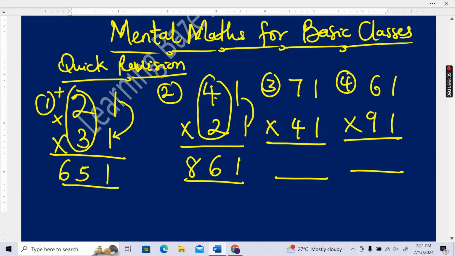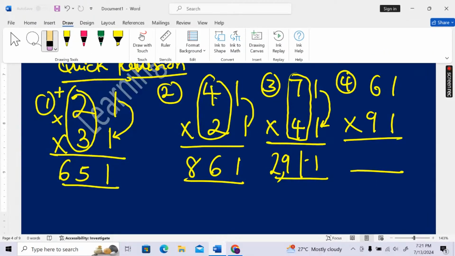This is the next one. 1 times 1 is 1, okay? 7 plus 4. The first thing we do is to add up. 7 plus 4 is 11. Write 1, then you carry 1 over. 7 times 4 is 28. 28 plus 1, that is 29. So the answer is 2,911.